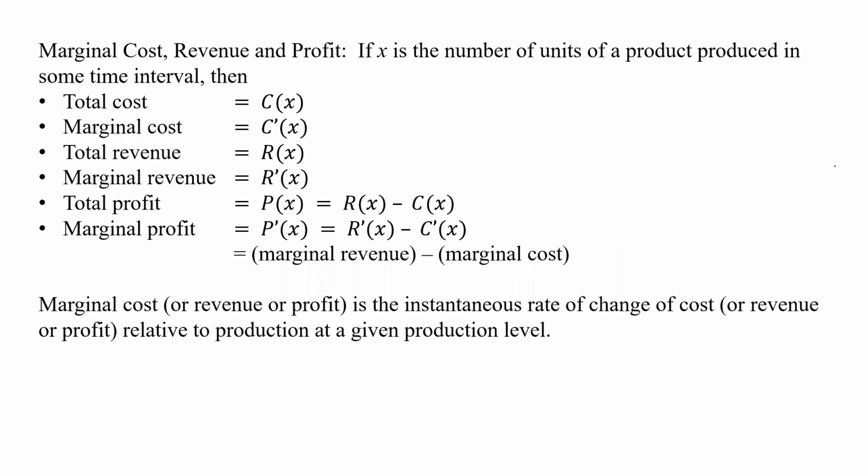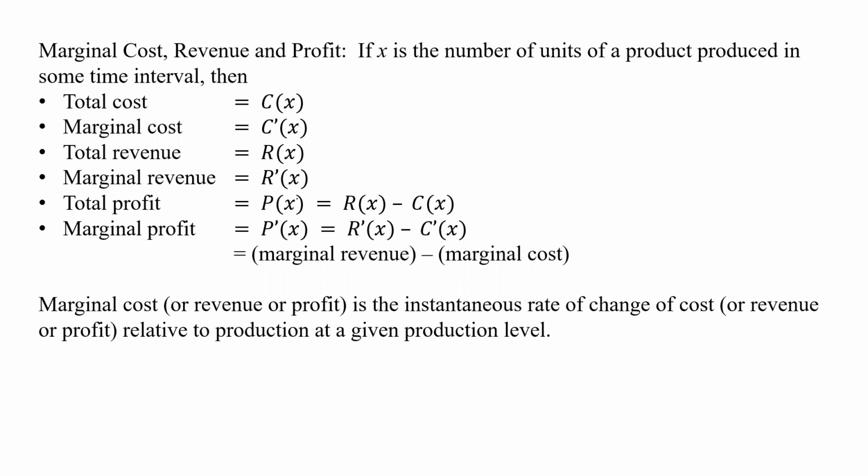So if we have X, some number of units of a product produced in some time interval, then the total cost we know is just, we can label it as C of X. Now the marginal cost is going to be the derivative of C of X. It's going to be C prime of X. Now, if we have total revenue, we usually label that as R of X, and our marginal revenue is going to be R prime of X, the derivative of our R.